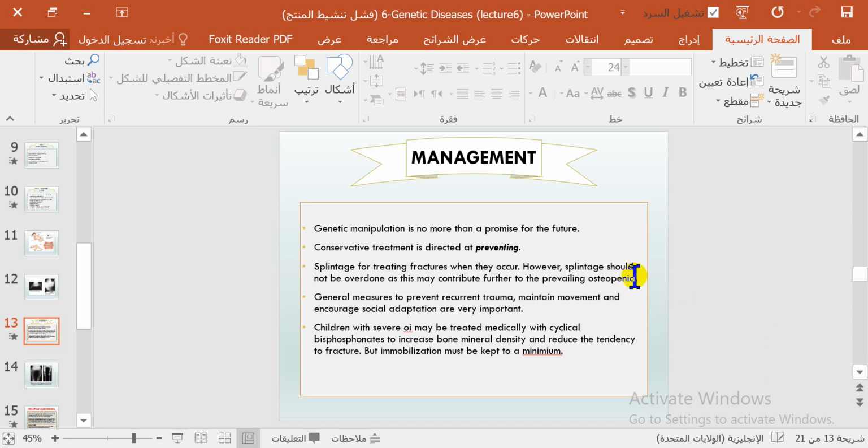So it's a controversy, but usually for an acute attack of fracture, we use support in the form of cast or bracing and so on until healing starts, then advise movement because they are liable to more osteopenia and osteoporosis. General measures to prevent recurrent trauma, maintain movement and encourage social adaptation are very important.